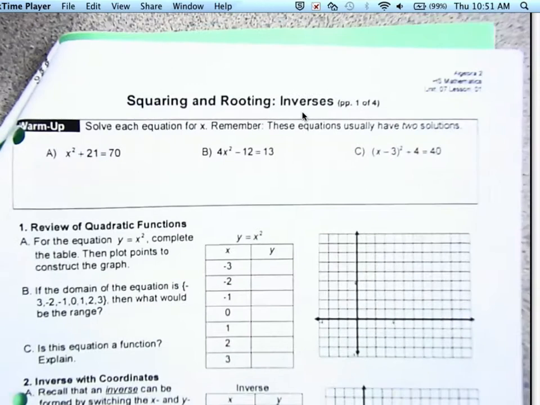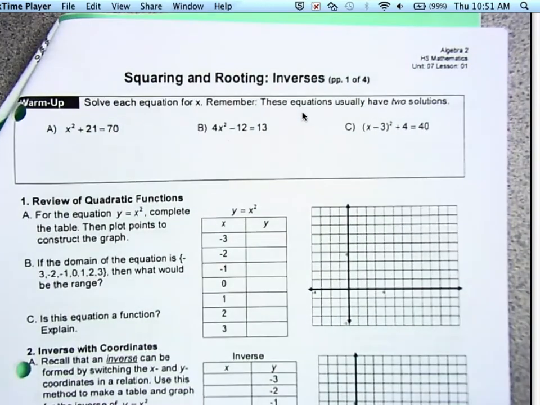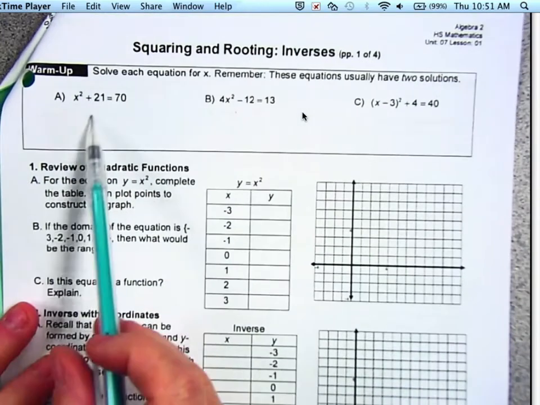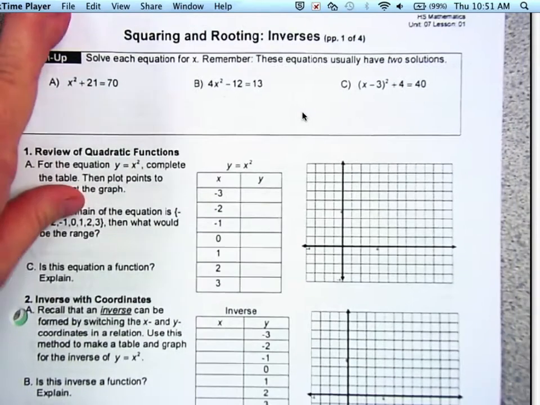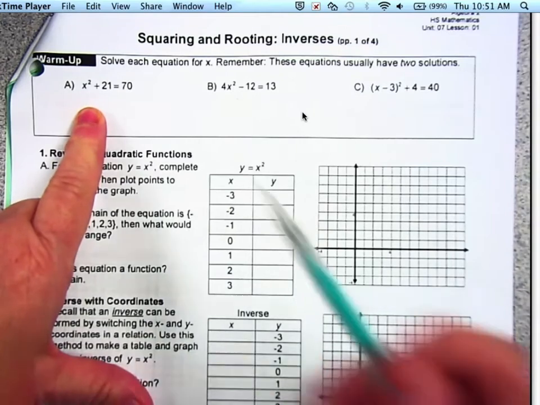There we go. Everybody, on this page in your notes, we're not actually doing all the notes for squaring and reading inversions. We're going to do part of them, and then we're going to practice some problems. On the warm up, we need to know how to solve these, so we can do something with that down here. And on this one, you just did this. Some of you have worked on that paper.